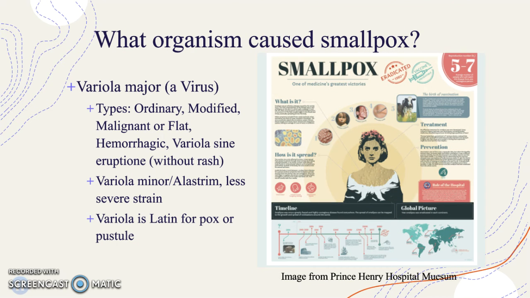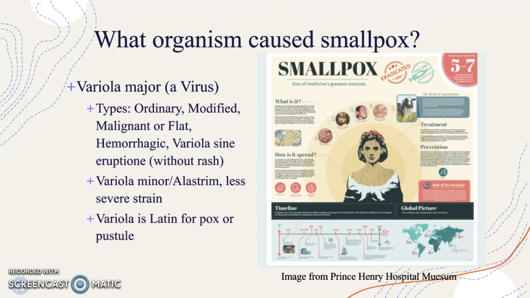So what organism caused smallpox? It is a virus called variola major. This is a really good infographic that talks about smallpox. I realize you can't read all the little facts about it, but it's a very good infographic from the Prince Henry Hospital Museum.